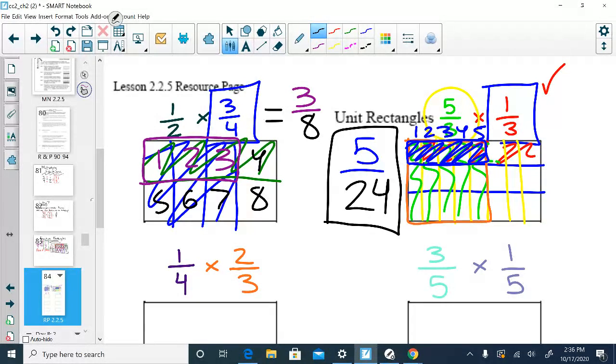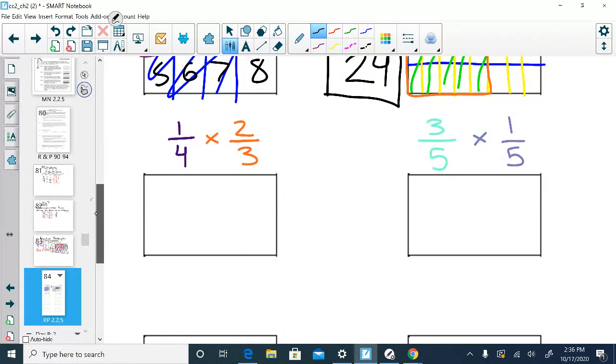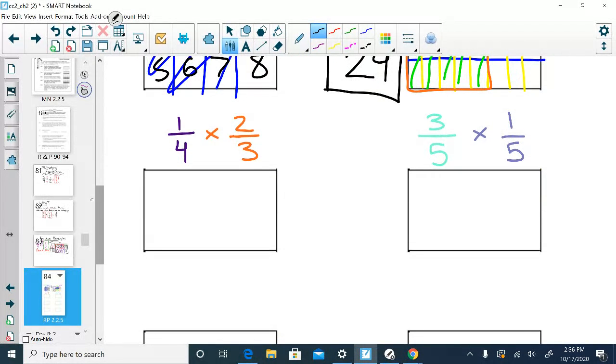All right, now what I would like you guys to do is go ahead and try these two problems on your own here. 1/4 of 2/3 and 3/5 of 1/5. Pause the video, take some time, and then come back to it when you feel like you're done.